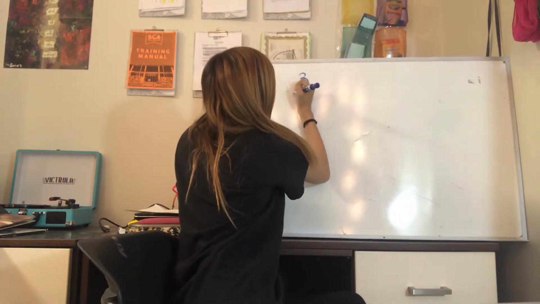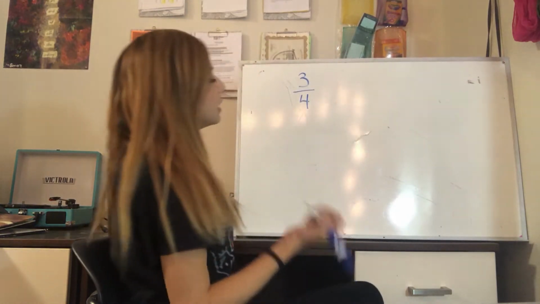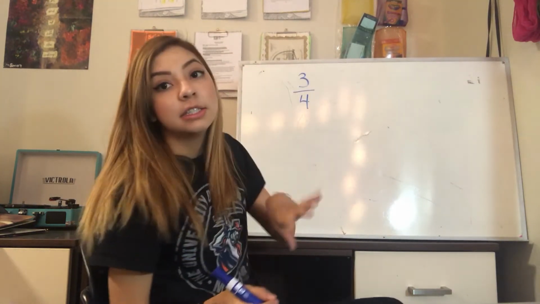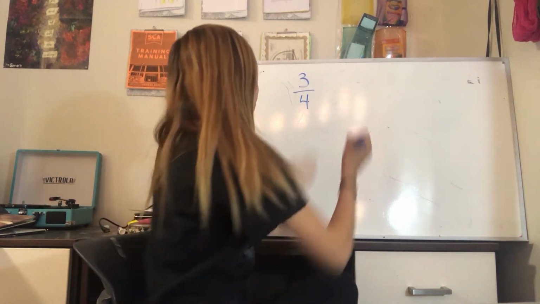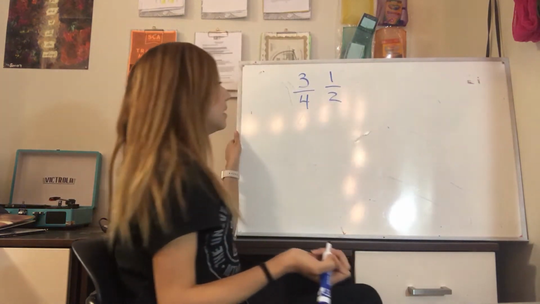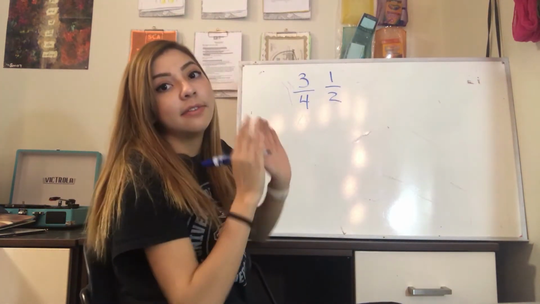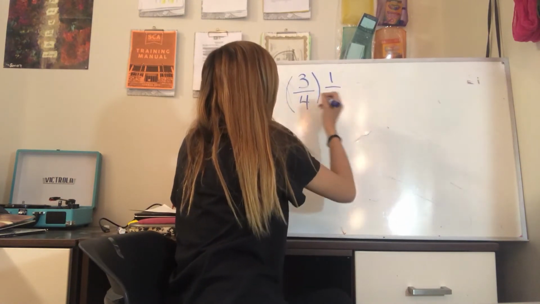So I first cut the 3 out of the 4. So remember, this was what was poured into the bowl first. Then what was scooped out was the 1/2. So I'll write out my 1/2. What we want to do now, so that way we can find our total, would be multiplying this together.